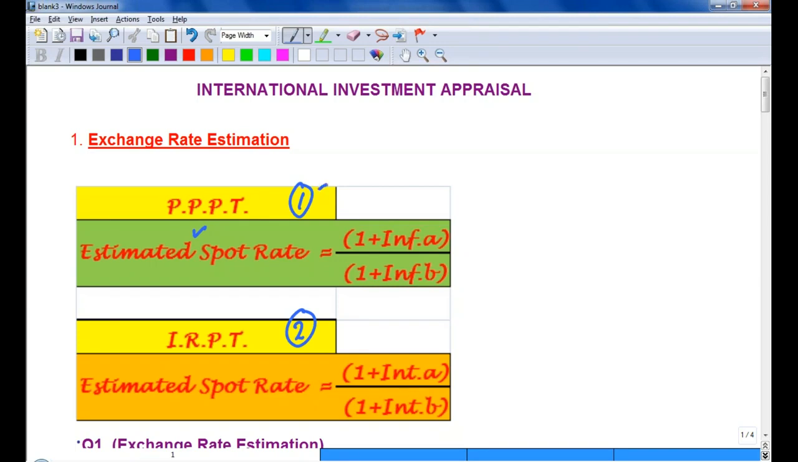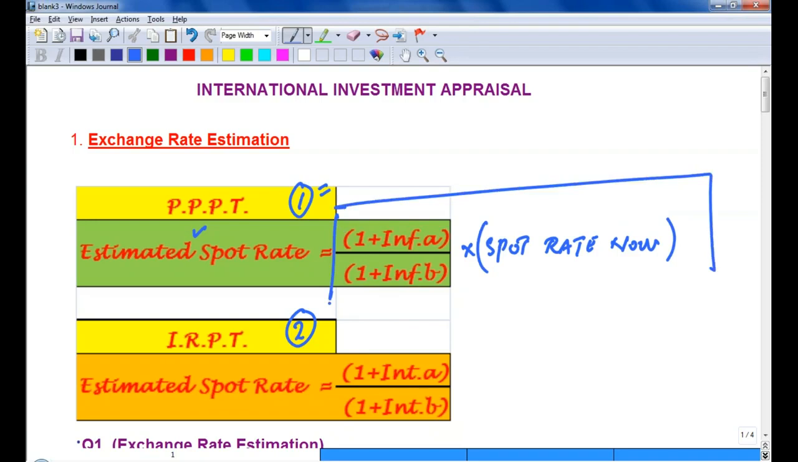With respect to the purchasing power parity theory, estimated spot is equal to spot now. Something like this. Estimated spot rate is equal to spot rate now, and then multiply with 1 plus inflation A over 1 plus inflation B.